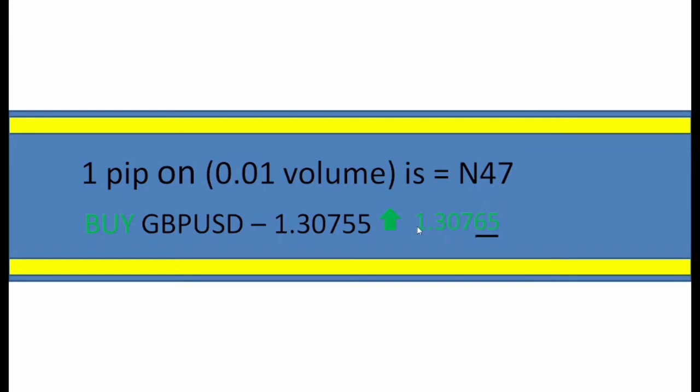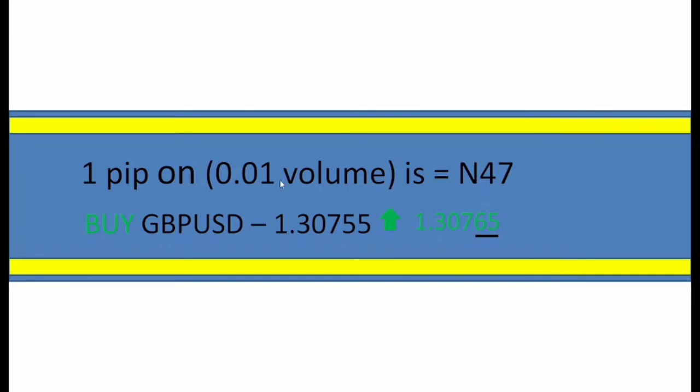So this is 1.30755. Now, if the price goes up by 1 pip, what will happen? It will change. This last 0 here is a fractional number, so we don't count it. It is called a nano pip, but it's not important. What we look at is the pip. So if it goes up by 1 pip, it will change to 1.30765. It was 55, now it's 65. So this is 1 pip movement.